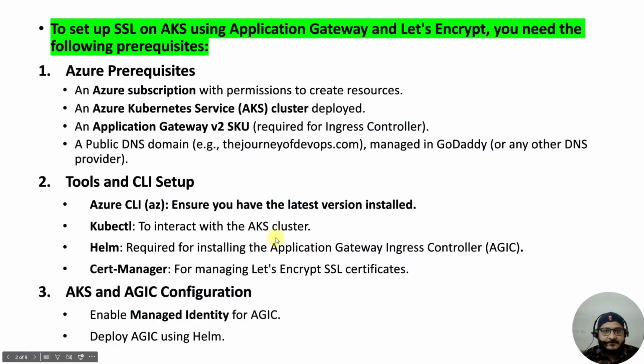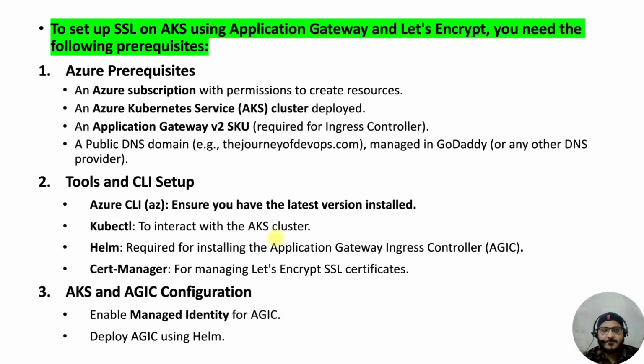So there are some prerequisites required to set up. Azure-related prerequisites: you should have an Azure subscription with proper permissions so you can create the resources. Second, you should have an AKS cluster deployed. Next, we have Application Gateway version 2 SKU, which is required for Ingress Controller. You should use at least the Standard tier or the Premium tier to get the advantage of the Ingress Controller feature.